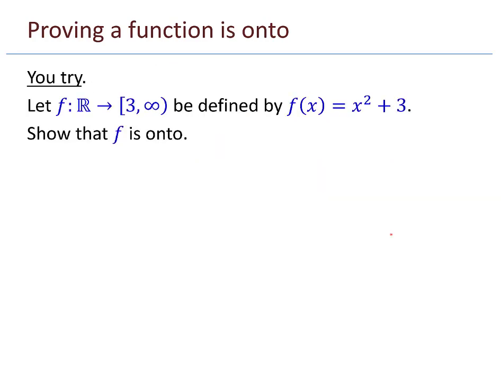You try. Let f be a function from the reals to the numbers 3 or greater, defined by f of x equals x squared plus 3. Show that f is onto. Pause the video, won't you, and give this thing a try.